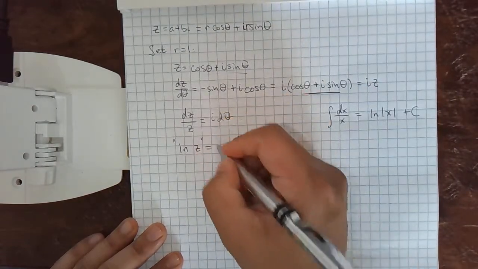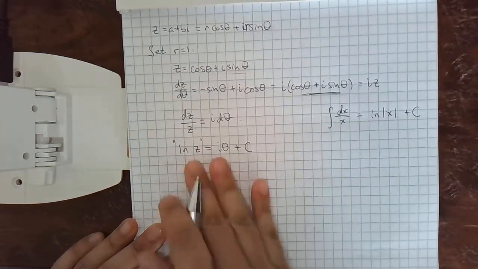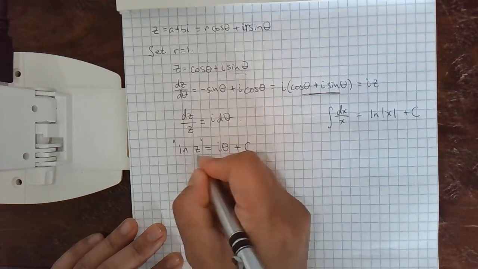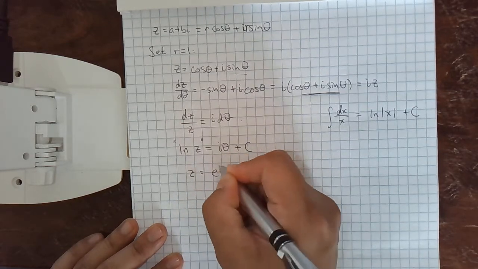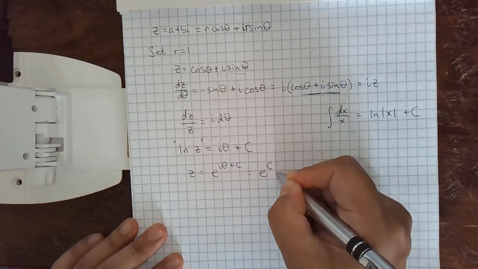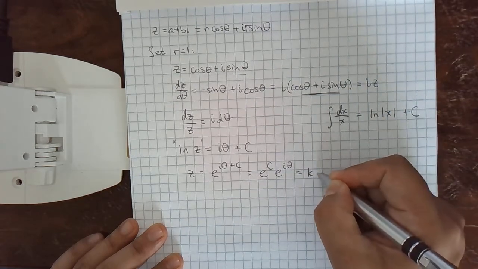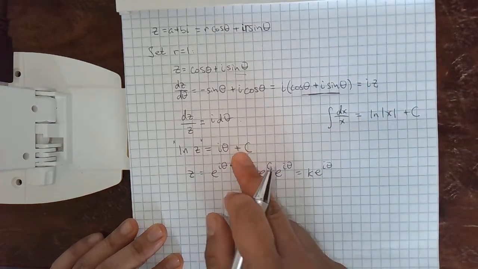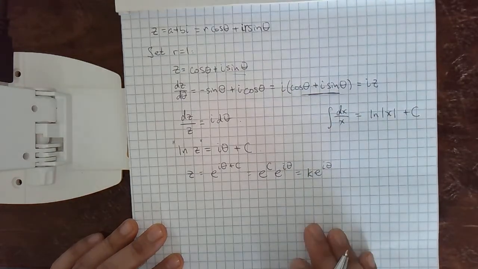Okay, and then the integral of this side is i theta plus a constant. Okay, and if we just don't worry about weird things in the complex plane there, then we get z is e to the i theta plus c, which is e to the c times e to the i theta, and this is some constant k times e to the i theta. Because we were in complex numbers, c can be a complex number, so k can be any complex number, so we don't have to worry about saying k is greater than 0.